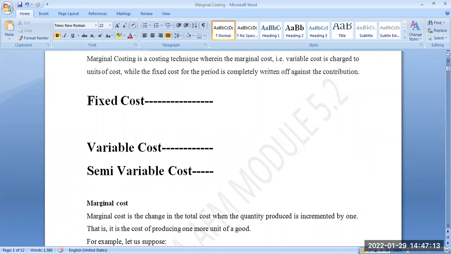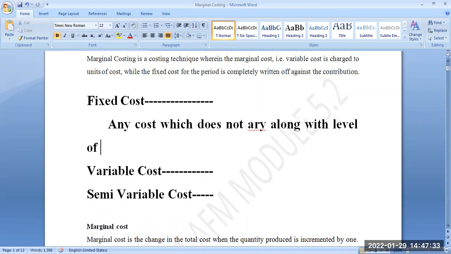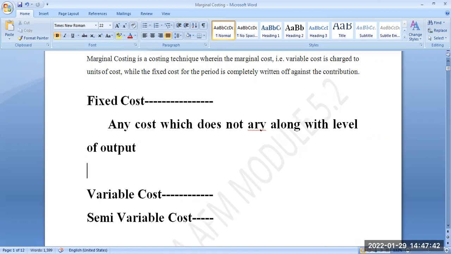Okay, let me tell you, final chance. Any cost which does not vary along with the level of output, or volume of output. Now look at your attendees list. How many are there in the class? Participant list, you can see it quickly. 36 are there, right?